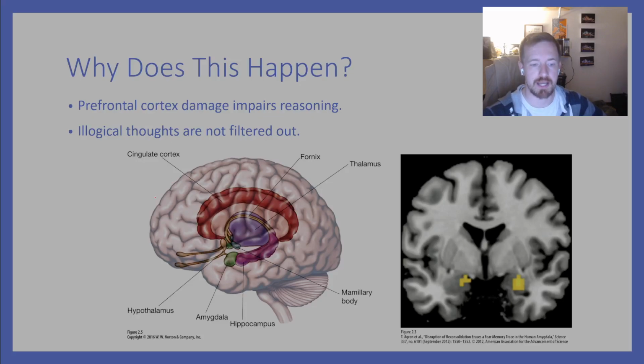The prefrontal cortex is usually damaged as well, which is used for, like I mentioned, logic and planning and stuff like that, which means that the prefrontal cortex is not able to handle some of these illogical thoughts like it would have otherwise been able to do. And that leads to Capgras delusion.